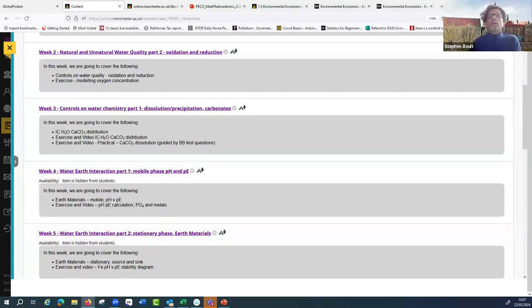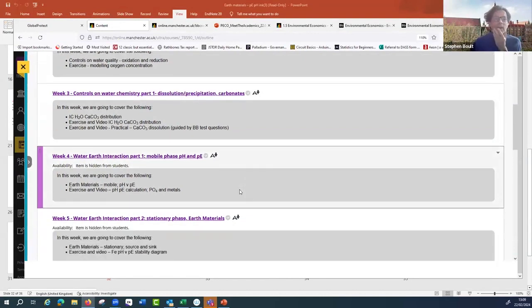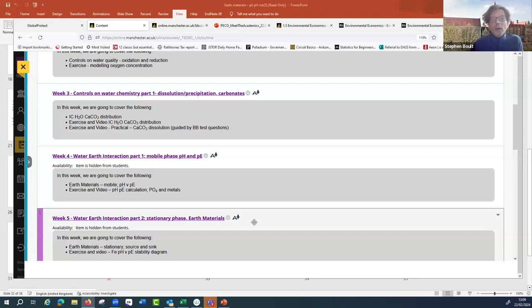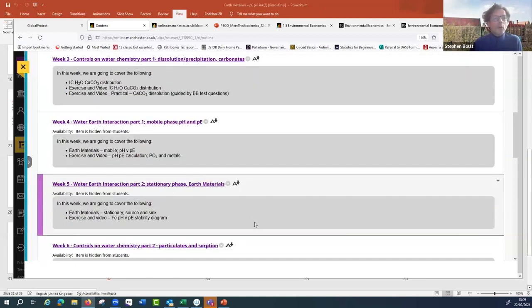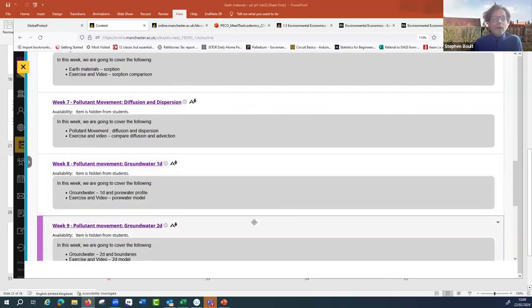So we have the interaction with earth materials. We look at how pollutant mobility is controlled by sorption onto earth materials, which is probably the most important control for many pollutants. Rather than being controlled by solubility, they're actually controlled by sorption. So we look at sorption, and then we move on to looking at the way that the fluids actually move. So we look at diffusion and dispersion, which Paul's covered in the atmosphere, but we'll look at that in the ground particularly, and in surface waters. And then we'll look at groundwater as well. And we do some very simple modeling of groundwater.